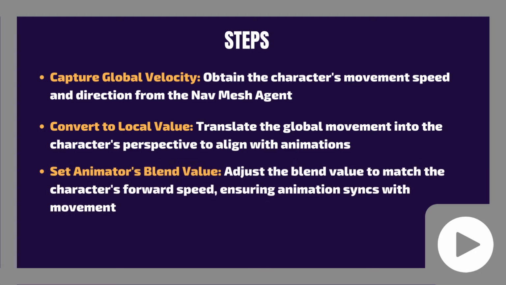Lastly, we'll set the animator's blend value to match our desired forward speed, specifically on the z-axis. The blend tree in our animation uses these blend values to determine which animation to play and how to transition between animations. By setting this value, we're essentially telling the animator how fast the character should appear to be moving in the animation, ensuring that it matches their actual movement speed.